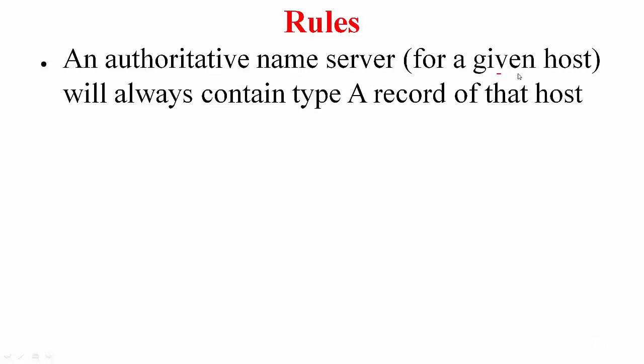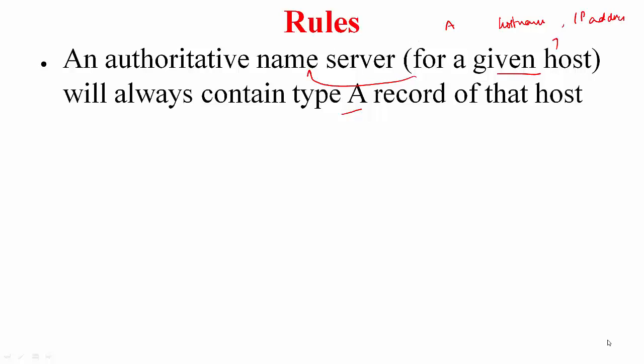What type of entry should an authoritative name server for a given host always hold? Well, for a given host, if this is the authoritative name server, this should always contain the type A record for that particular host. That is this host name and the IP address corresponding to it, this type A record, this particular authoritative name server should always contain it.